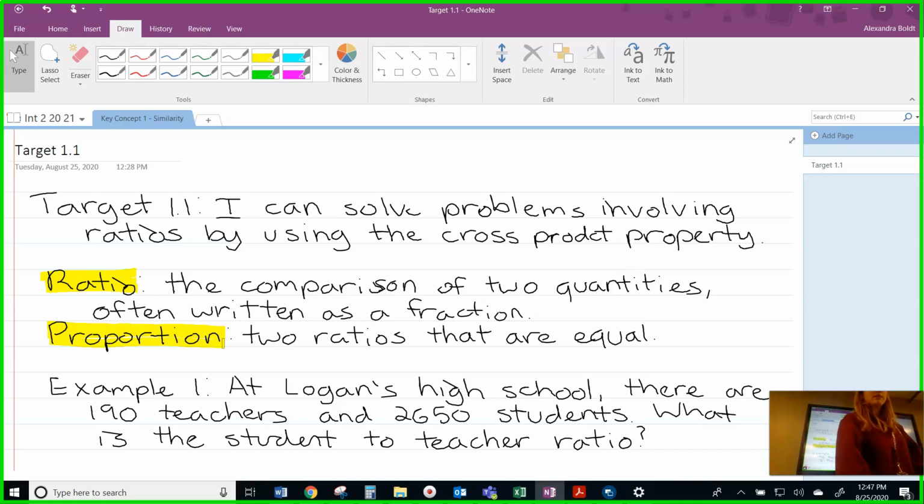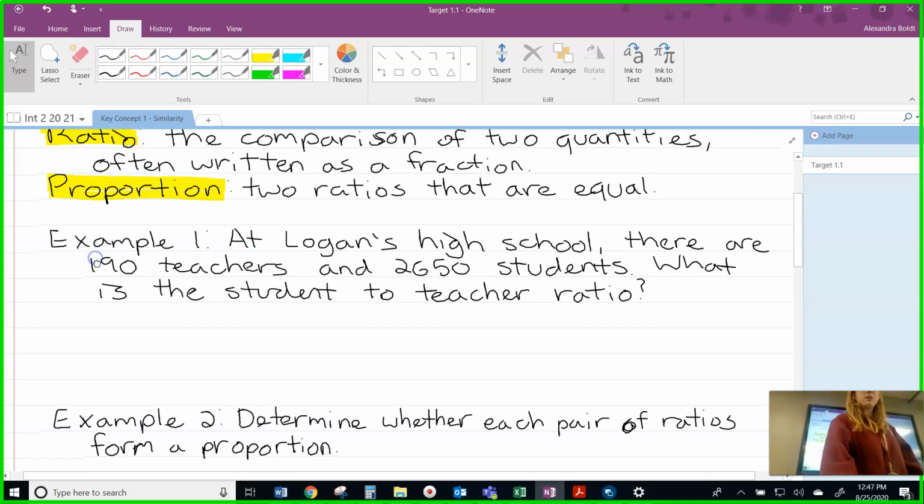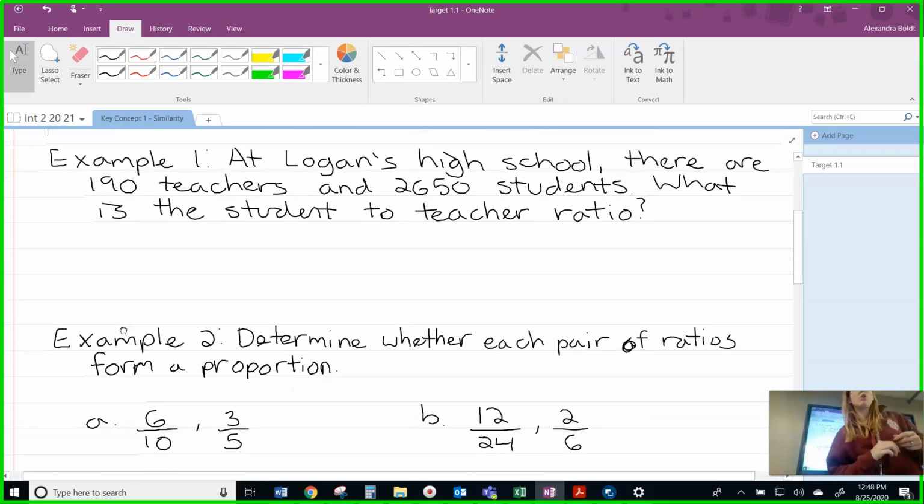All right, let's look at some examples. At Logan's High School, there are 190 teachers and 2,650 students. What is the student-to-teacher ratio? So I want to go from student to teacher.